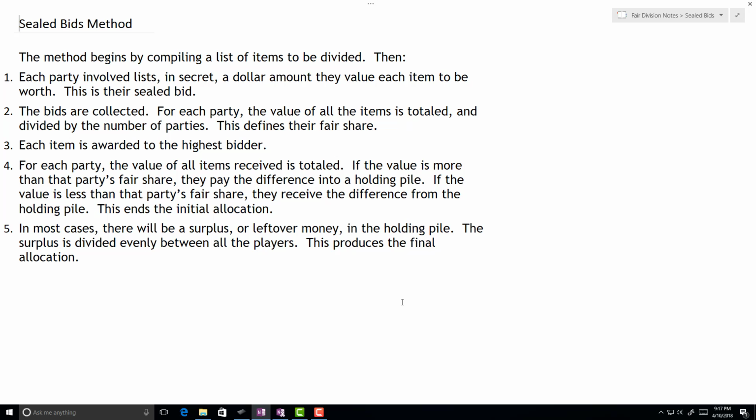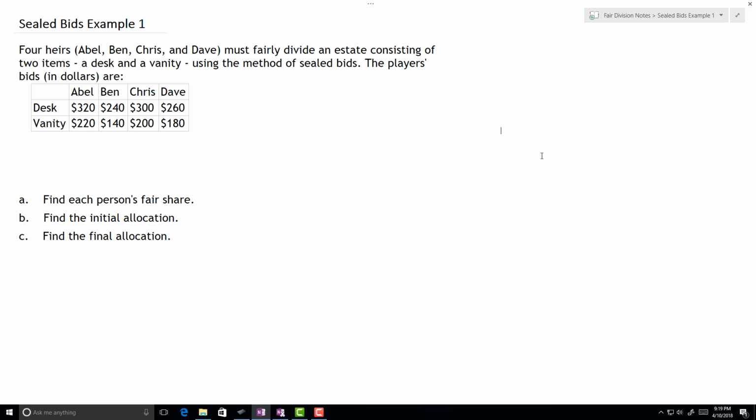Again, this will probably make a little bit more sense as we do an example. So I have an example here for us. Here's a sealed bids example. We have 4 heirs, Abel, Ben, Chris, and Dave. They have to fairly divide an estate consisting of 2 items, a desk and a vanity. We're going to use sealed bids. The players' bids are in dollars.